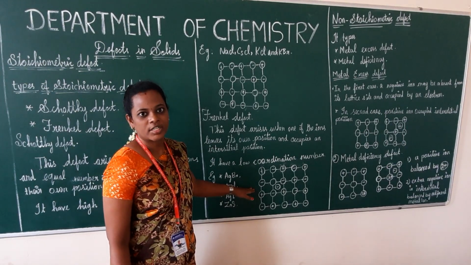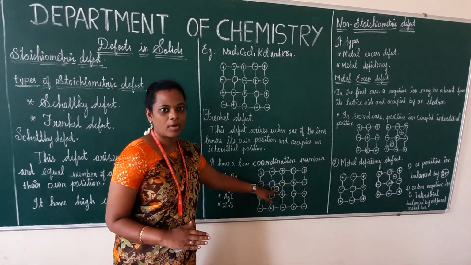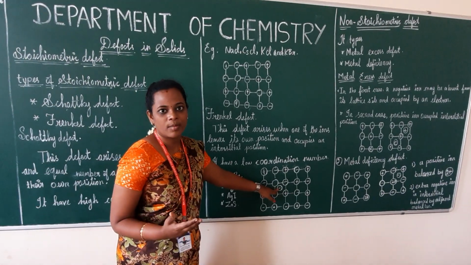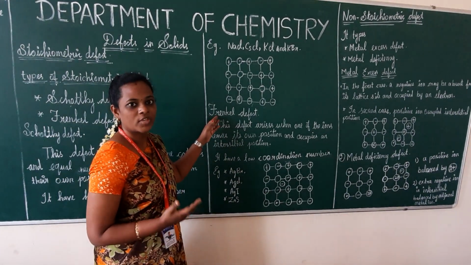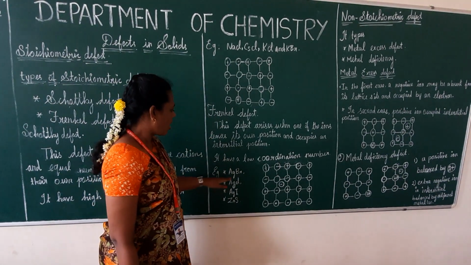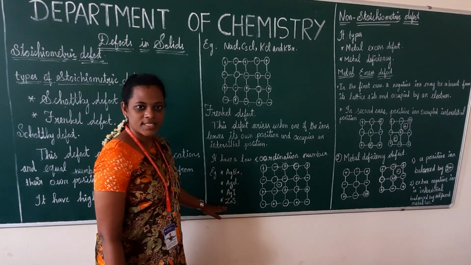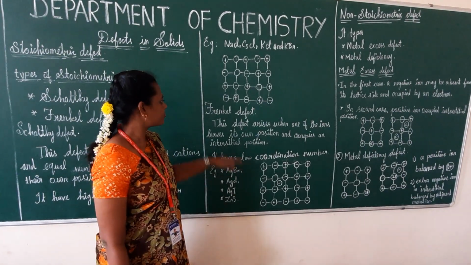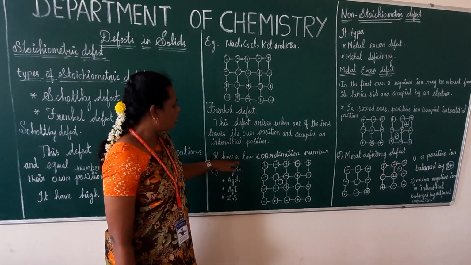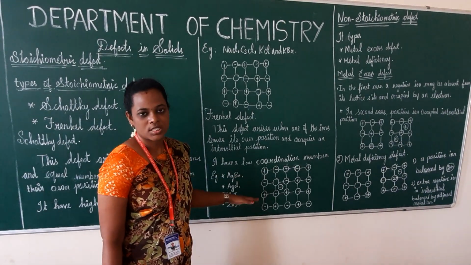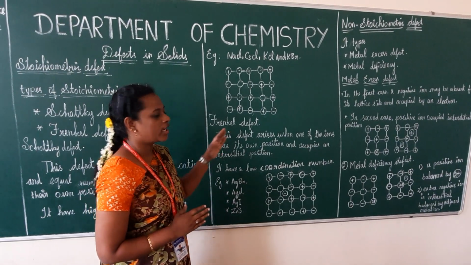What does a Frenkel defect say? When one of the ions, either a positive or a negative ion, occupies an interstitial position, then this defect is termed as Frenkel defect. Some examples of Frenkel defect are silver bromide, silver chloride, silver iodide and zinc sulfide. Frenkel defect generally occurs in compounds having low coordination numbers.